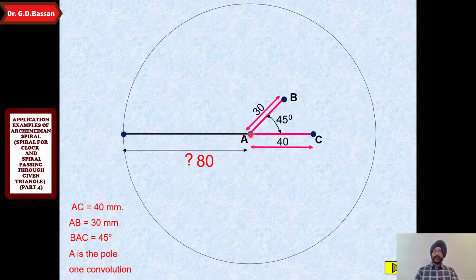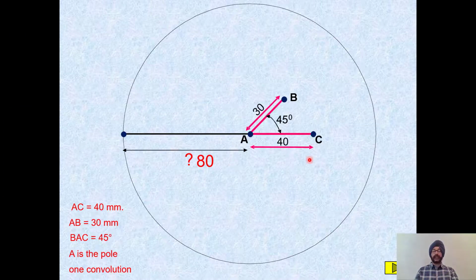So here the starting point is A, it is rotating in the clockwise direction, and after one convolution, that is after 360 degrees, it reaches this particular position. So that is why we have to take this as the line for the final radius vector.